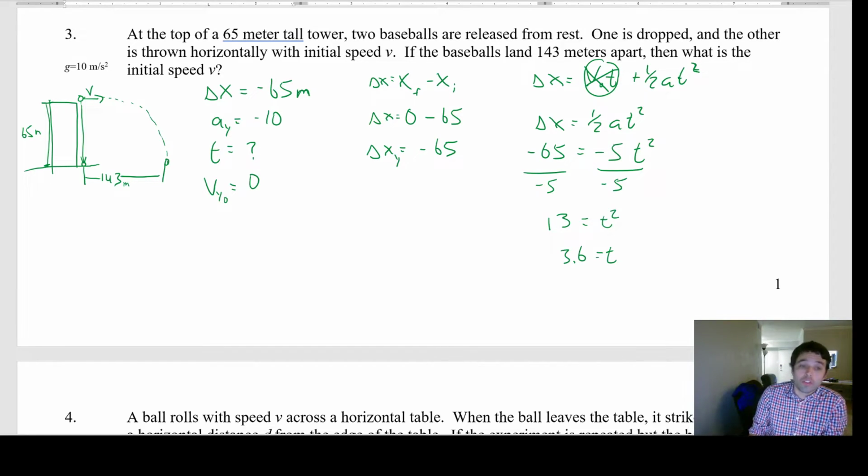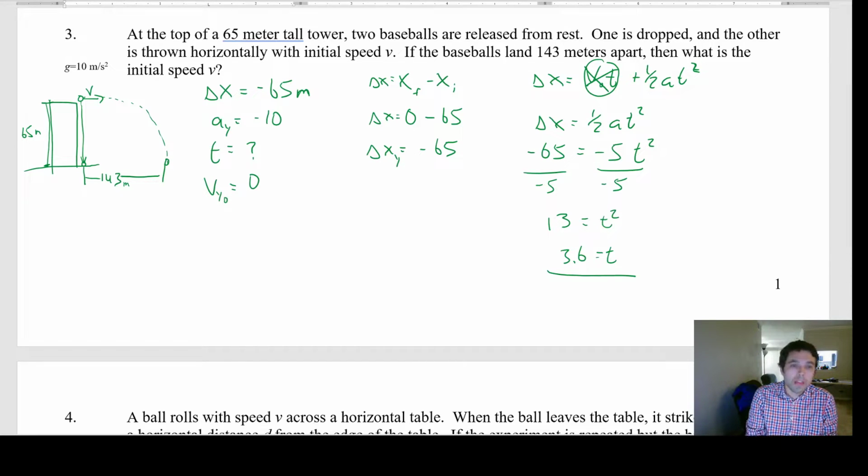So if it takes that long for the one that was dropped to hit the ground, it's also going to take the one that was thrown horizontally that long to reach the ground. Now I want to be clear, this only works if the ball was launched horizontally. If you threw the ball at an angle up in the air from the cliff, or down at an angle like this from the cliff, this wouldn't work. But because we launched it horizontally and it also has vertical velocity initially of 0, this works. So now we know what t is.